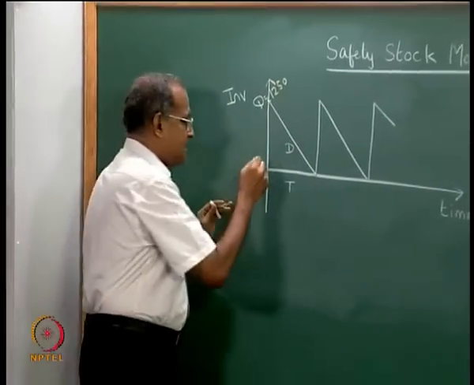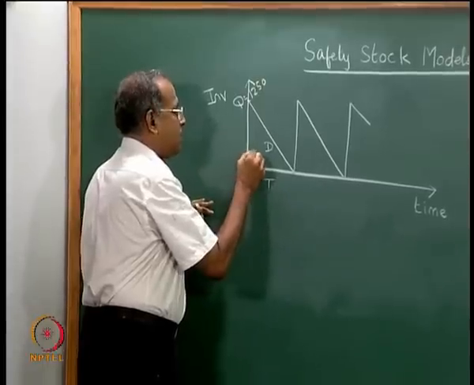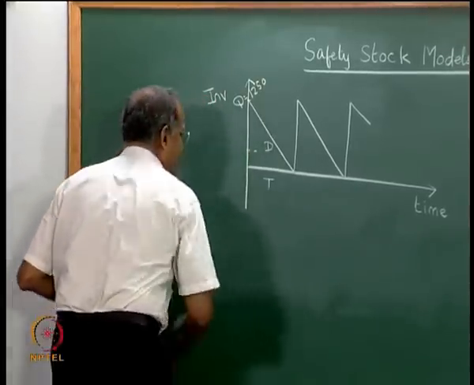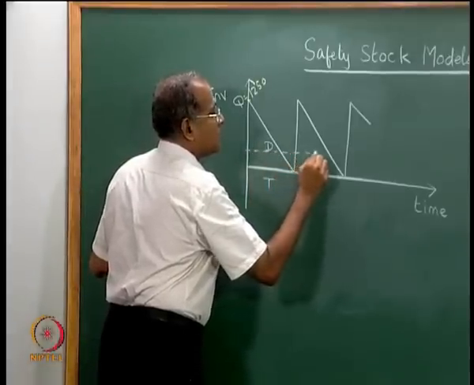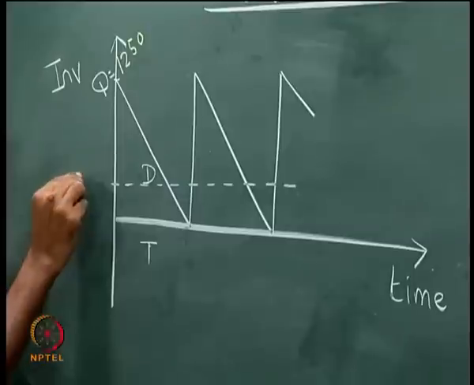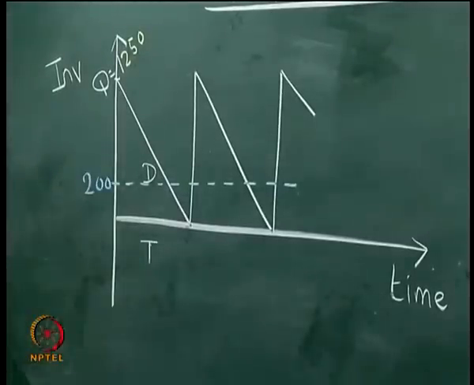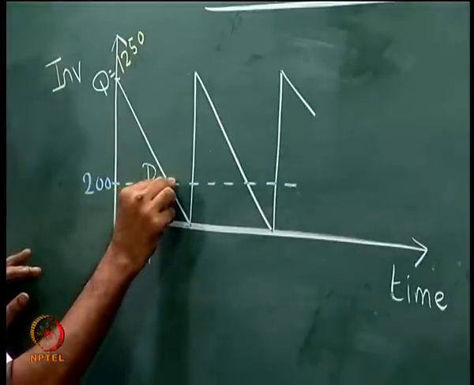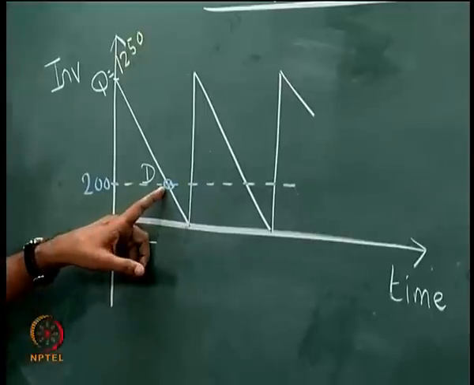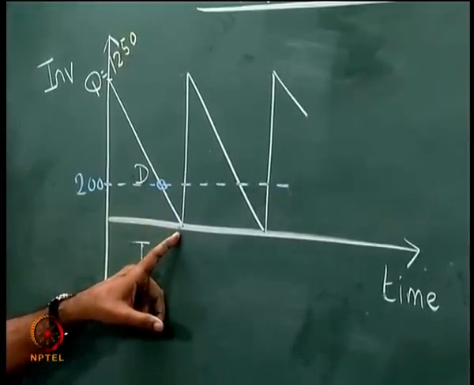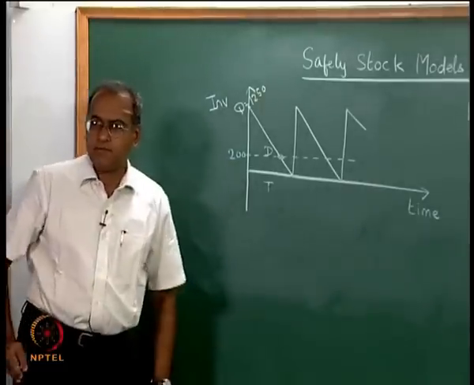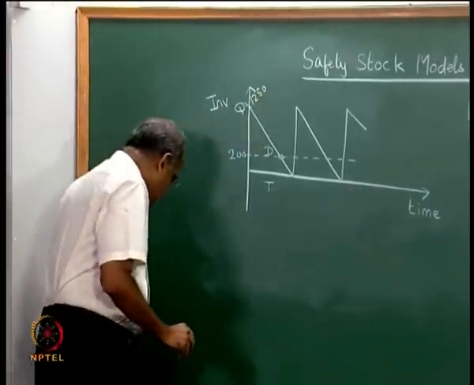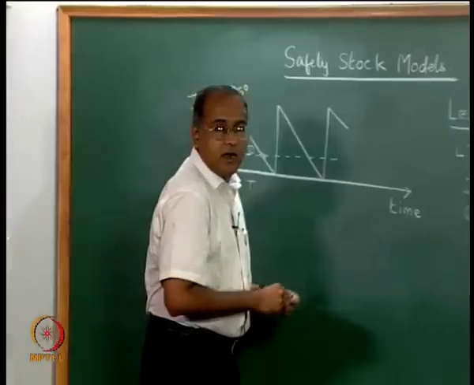And then let us say that this is the position where we have stock equal to 200. So, this is the position where stock is equal to 200. If the stock comes to 200, at this point we will place the order and then we start consuming. After a week the stock will come to 0 and exactly at that time the new consignment will arrive. So, the point at which we place the order is called the reorder level.